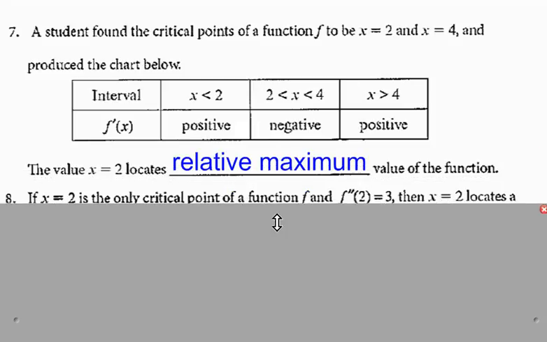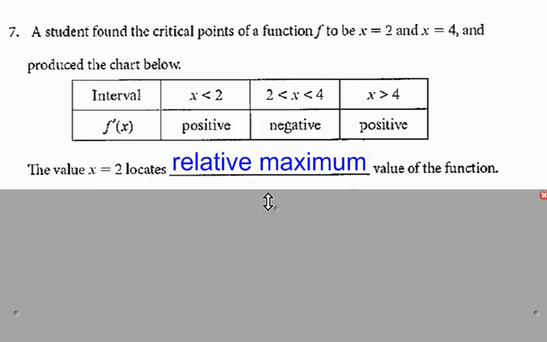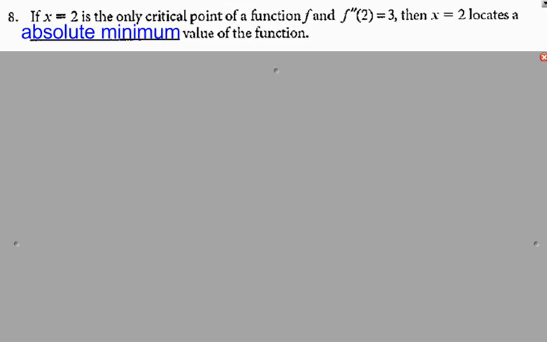Okay, last but not least, the last scenario, if x equals 2 is the only critical point of the function, and the second derivative is equal to 3, positive. The second derivative tells you about concavity, so that would mean f of x is concave up, because we have a positive second derivative. Concave up is like a U, 2 is at the bottom of the U, that is the absolute minimum.